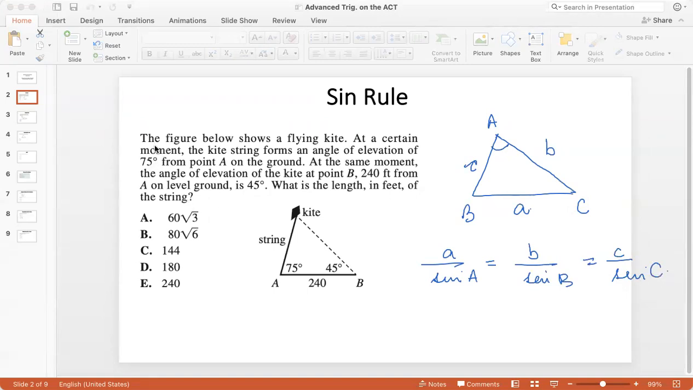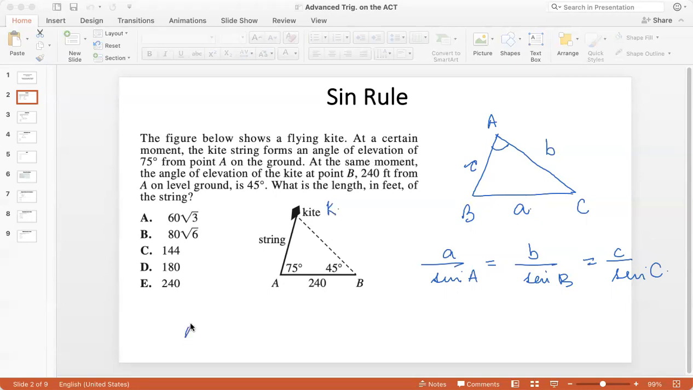So this question here, the figure below shows a flying kite. At a certain moment, the kite string forms an angle of elevation of 75 degrees from point A on the ground. At the same moment, the angle of elevation of the kite at point B, 250 feet from A on level ground, is 45 degrees. What is the length of the string, right? So in this triangle, let's say the kite is point K.